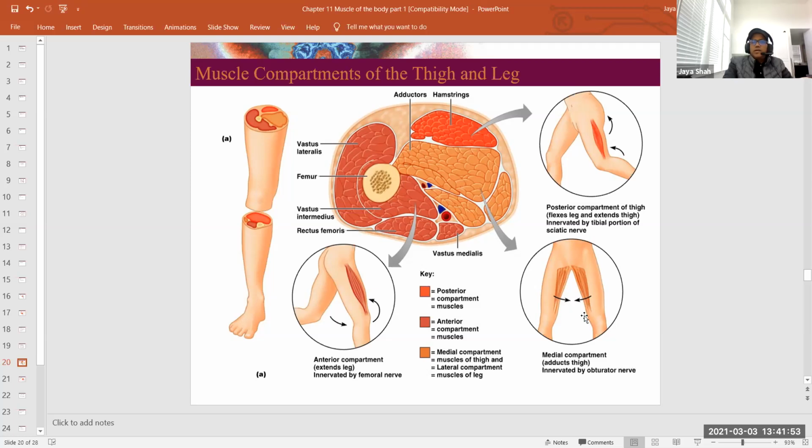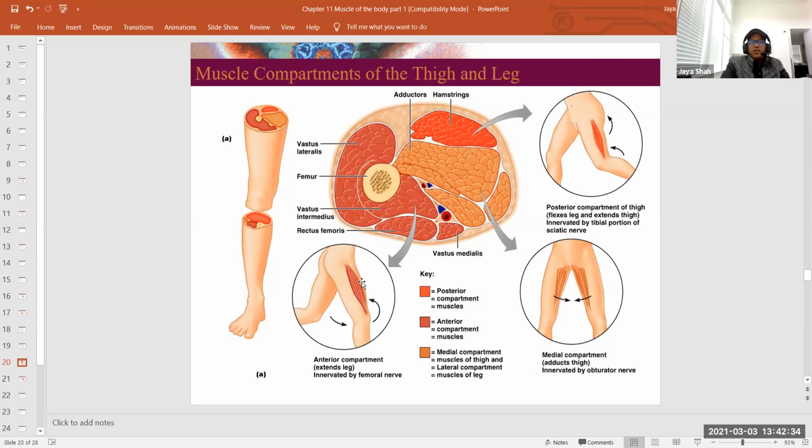The medial compartment adducts the thigh. That means when you are in an abducted position, these are the muscles which contract and bring your thigh inside. This is innervated by the obturator nerve, which passes through the obturator foramen of the bone. Which bone? The obturator foramen is the foramen in which bone? Pelvic girdle. Pelvis bone. Good. It is the foramen in the pelvic bone.